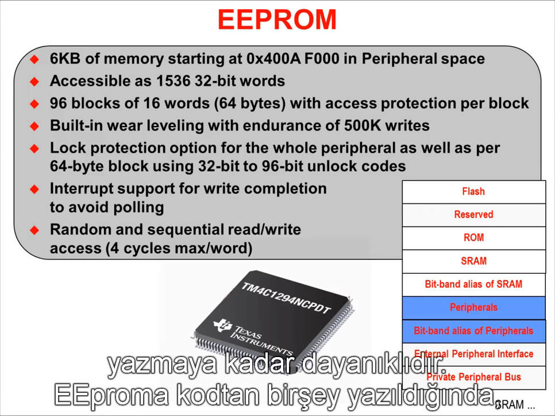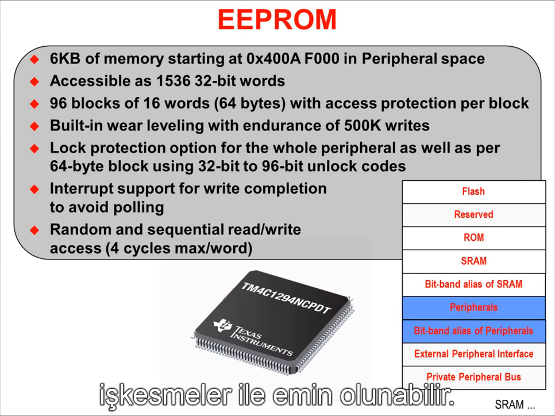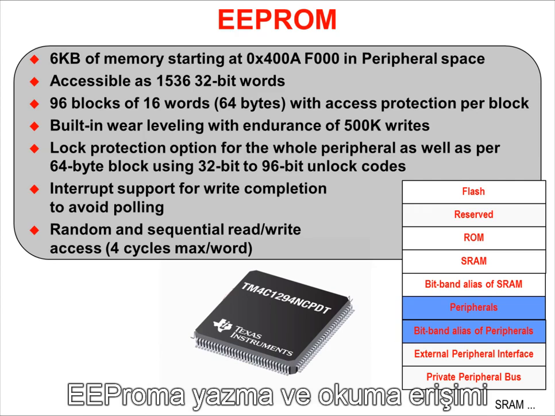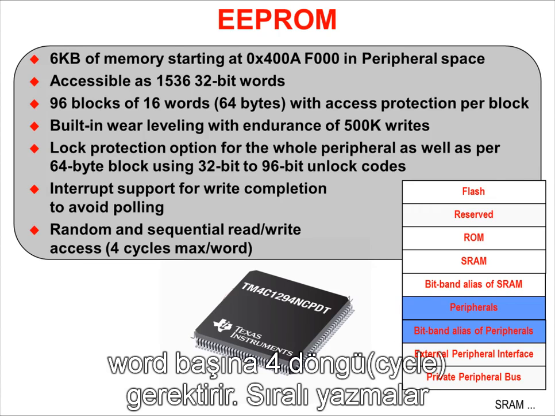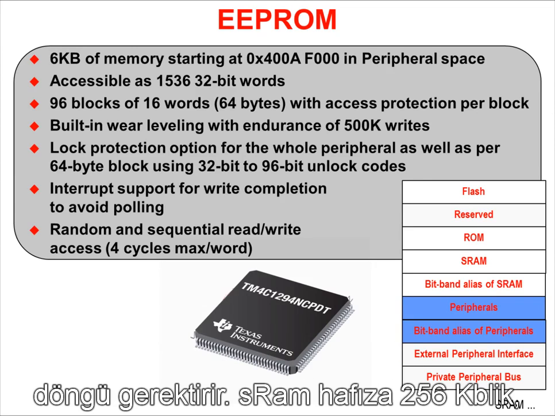When writing to EEPROM from code, write completion can be assured either through polling or with interrupts. Random read-write accesses to EEPROM require 4 cycles per word. Sequential writes require the same amount for the first access and then a single cycle for each one afterwards.